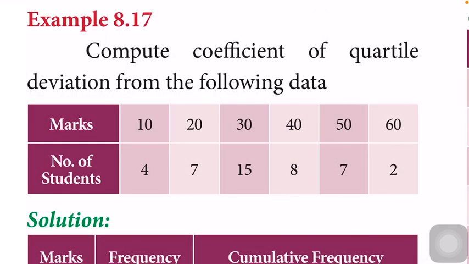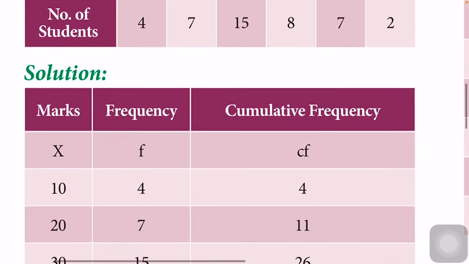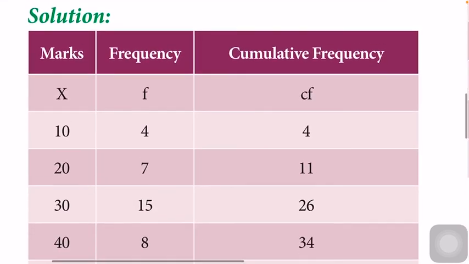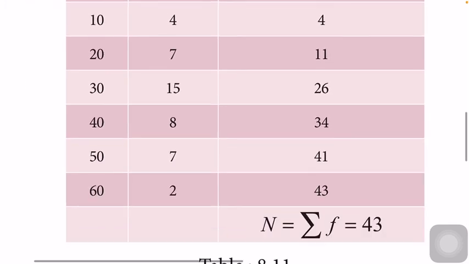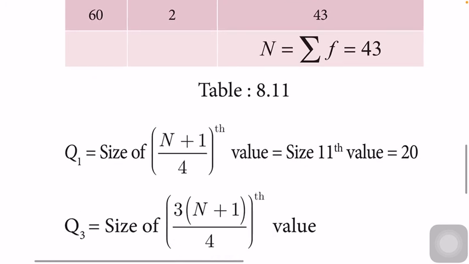17th example: compute the coefficient of quartile deviation from the following data. Marks and number of students are given here. First, we have to tabulate the values: marks, frequency and cumulative frequency, which we know how to calculate. Then Q1 and Q3 we need to find for the coefficient of quartile deviation.